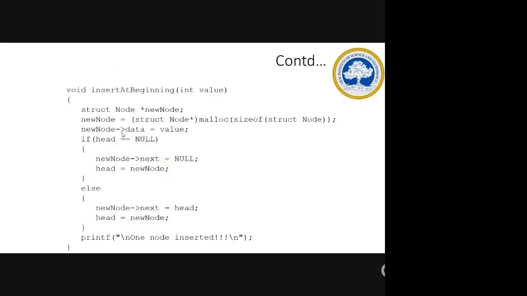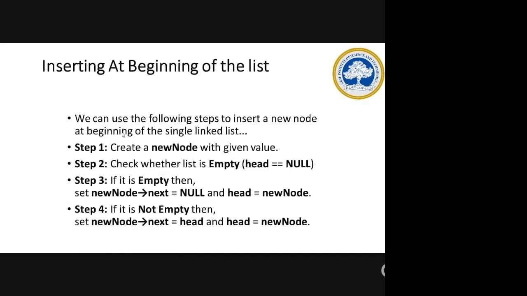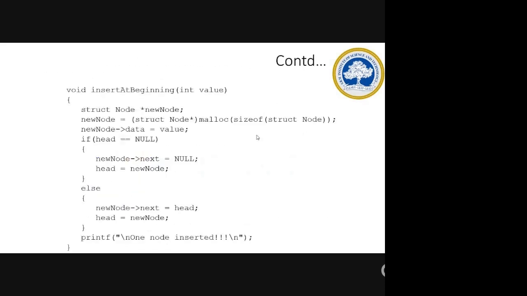Now, whatever I taught you in all three slides from here, I have gathered over here as pseudocode. Void insert at the beginning. The value which you are giving is passed over here. Now my pointer, struct node, new node, is the node which I am going to create for each of the values which I am going to insert.